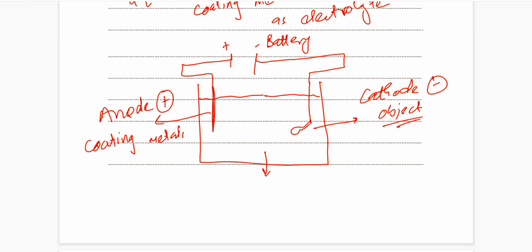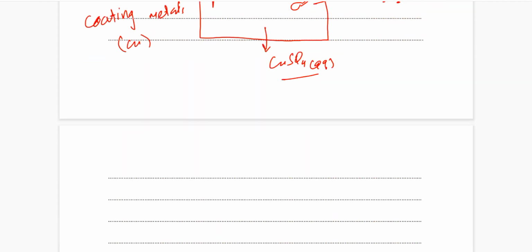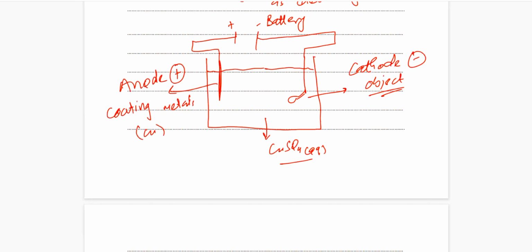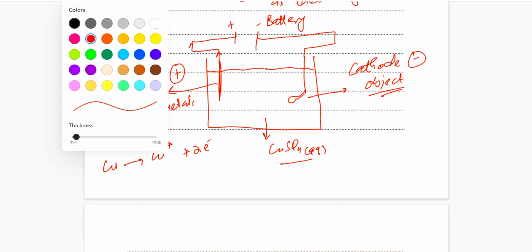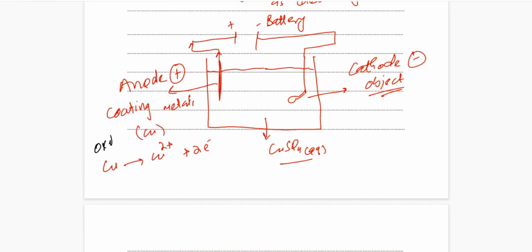We are going to electroplate copper on the object, so the electrolyte will be a dilute copper sulfate solution. What will happen on the anode? The copper from here will be oxidized, it will lose electrons, and those electrons will be given to the battery. The oxidation takes place here. Next, the same copper, Cu plus 2, will move towards the cathode.